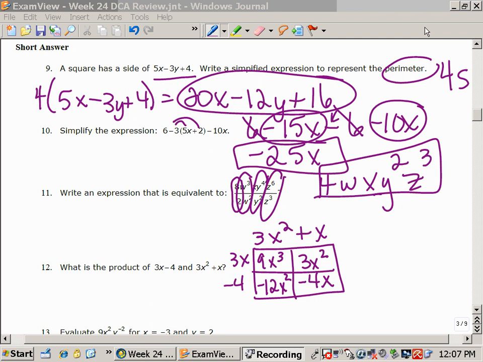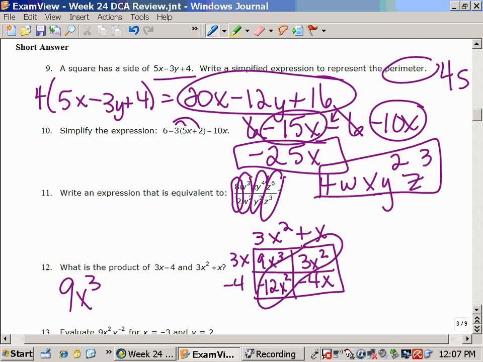Okay, so now I need to just arrange these, combining my like terms when needed. I'm going to start off with 9x to the third. My x squared terms can be put together. That gives me negative 9x squared. And then I have minus 4x on the end. That is my final answer.